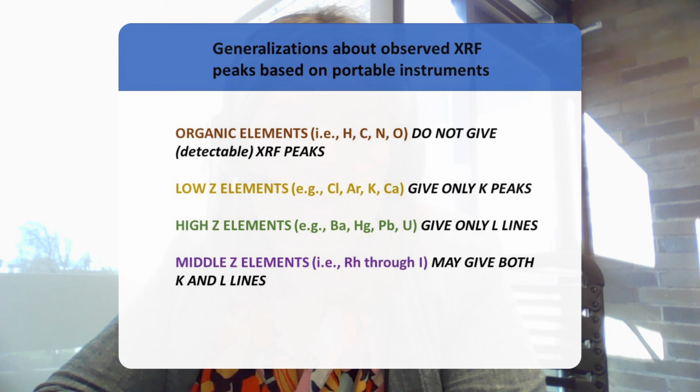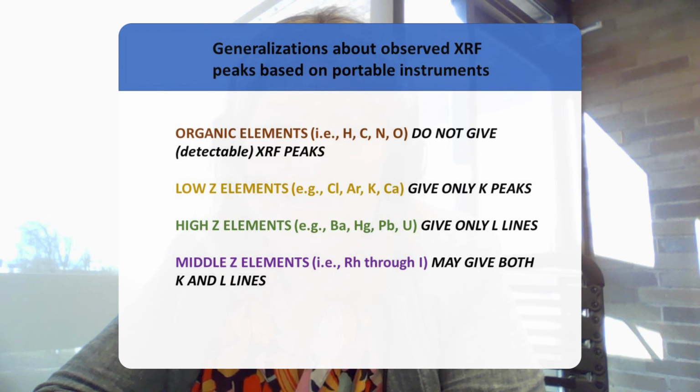Low Z elements, for example, chlorine, argon, potassium, and calcium, give only K peaks. The L peaks from these elements are too low in energy. These photons are not transmitted through the air and, again, are not detected with conventional silicon-based detectors.